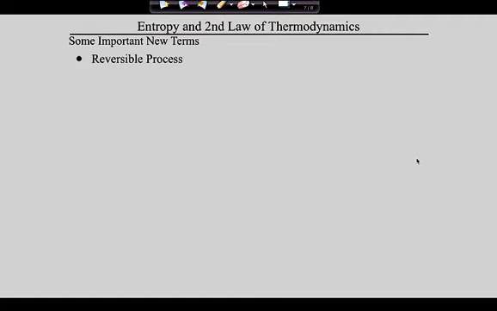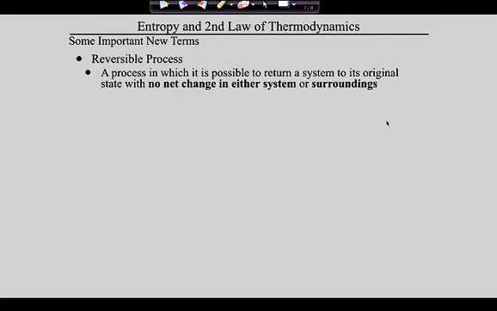Now guys, you've got to be very, very careful with this definition. When you hear reversible process, you may be thinking a process that can go this way and a process that can go this way. And that's not what this means. A reversible process is a process in which it is possible to return a system to its original state with no net change in the system or surroundings.